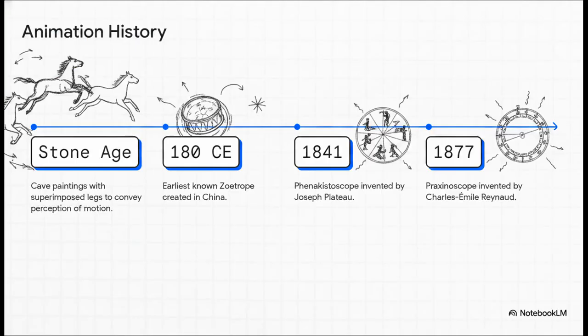To truly appreciate modern animation, we really have to look back. Because humanity's desire to capture motion spans thousands of years. We're talking all the way back to the Paleolithic era, during the Old Stone Age, running through 180 CE with the earliest known zoetrope in China, right up to those crazy 19th century mechanical innovations, like the phenakiscope in 1841 and the praxinoscope in 1877. It's literally an ancient obsession.